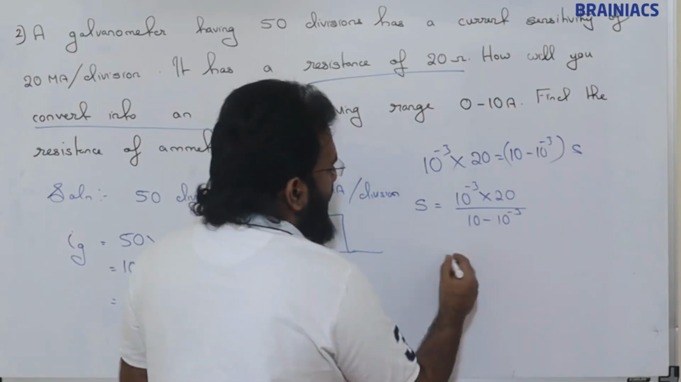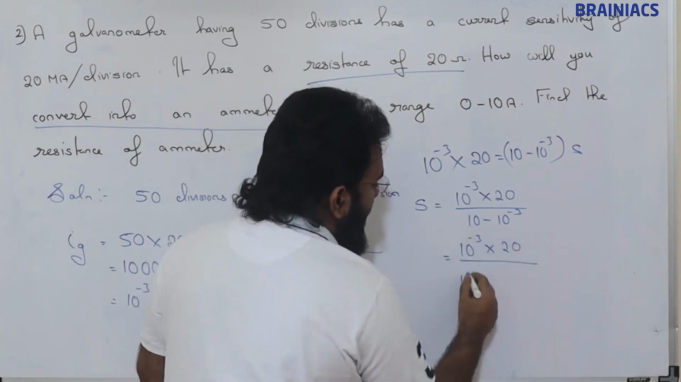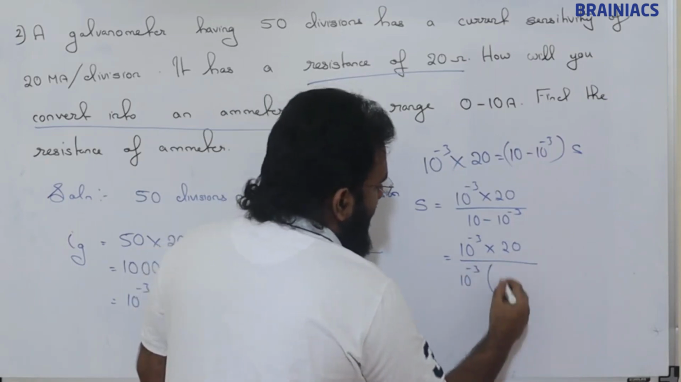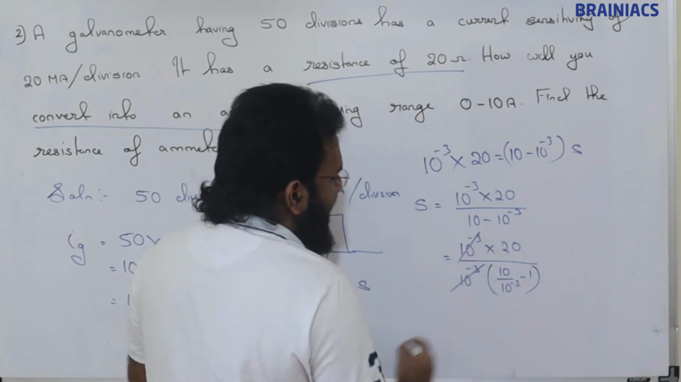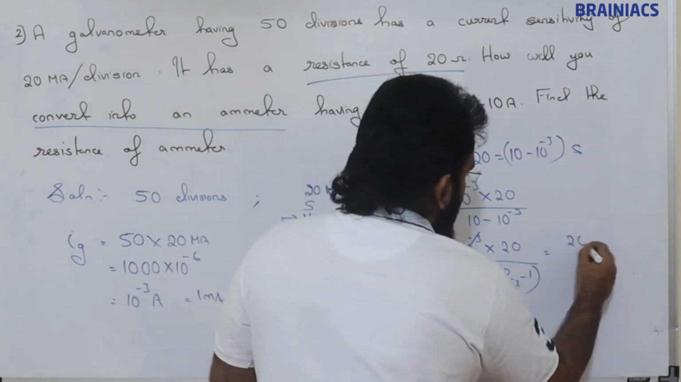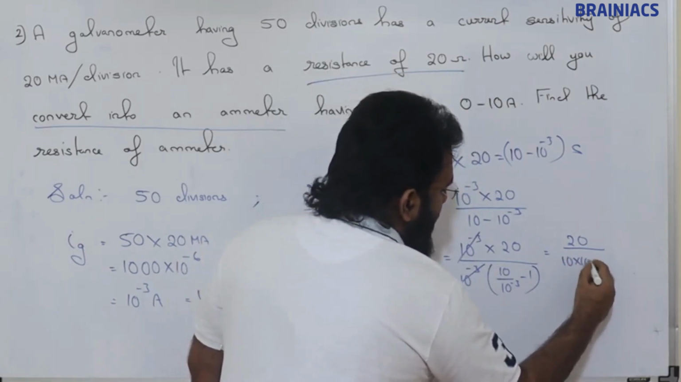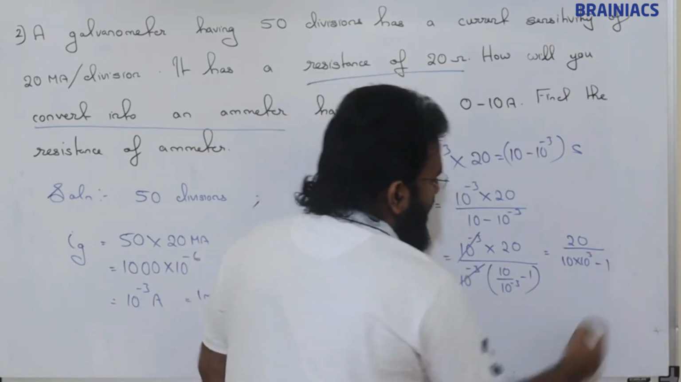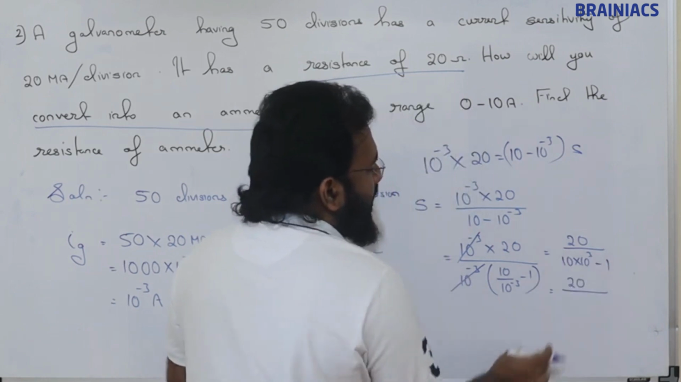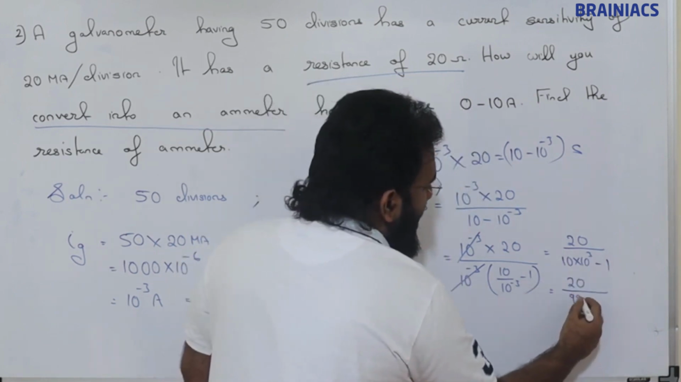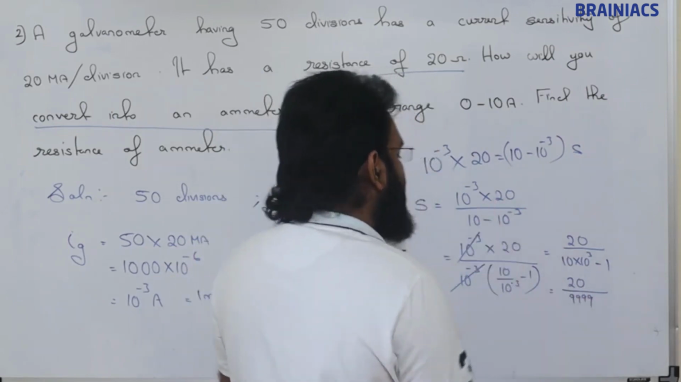So how will we simplify this? 10 raised to minus 3 into 20 divided by, 10 raised to minus 3 we will take outside. So this is like 10 by 10 raised to minus 3 minus 1. This will be cancelled out. This is going to be 20 divided by 10 into 10 raised to 3 minus 1. So 20 divided by, this is going to be how much? This is going to be 10,000 minus 1, 9999, or simply we can take it as 10,000 itself.